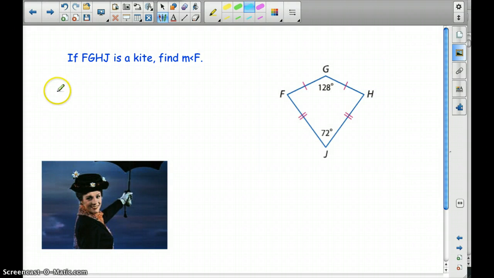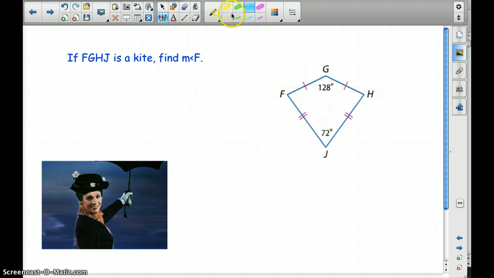If FGH is a kite, find the measure of angle F. And I got Mary Poppins here for the song Let's Go Fly a Kite. I have that song in my head.